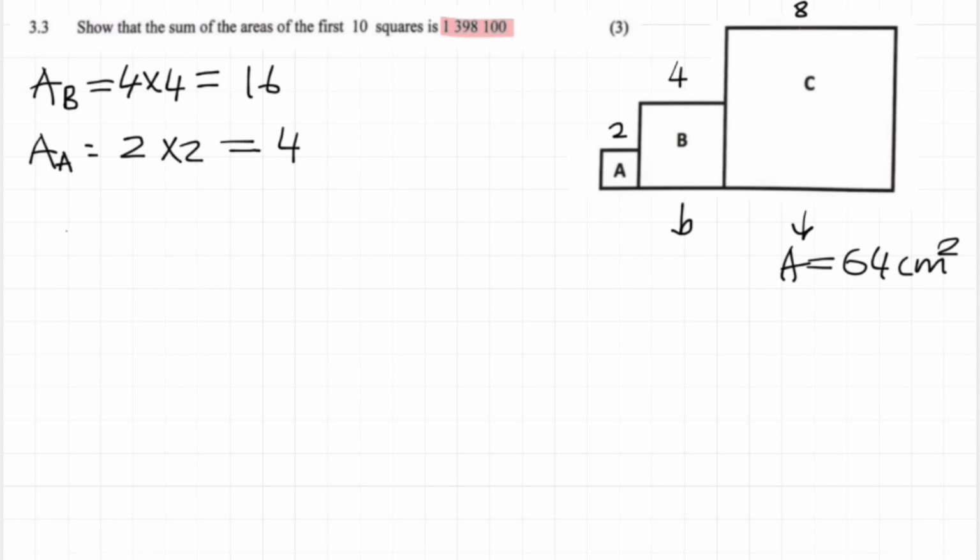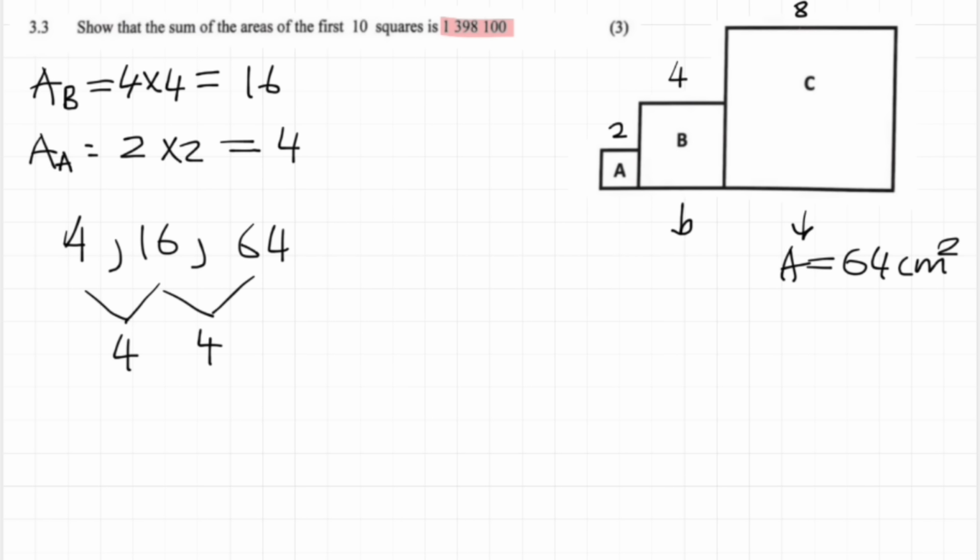Term number 1 is 4. Term number 2 is 16. Term number 3 is 64. This is going to help us build up the pattern that we'll use to figure out the next areas. The pattern that forms is for the areas of the first 3 squares. So we can find the ratio: 16 divided by 4 is 4, and 64 divided by 16 is 4, perfect.